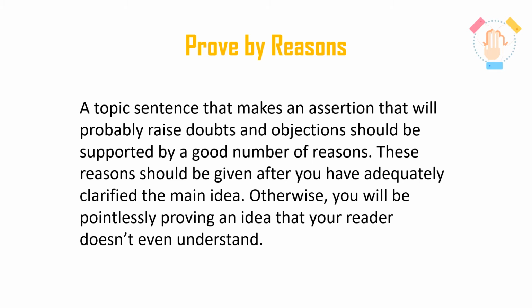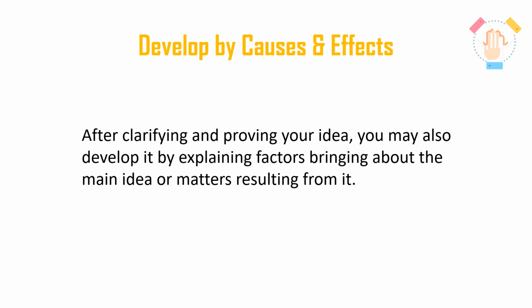In academic writing, what counts as proof includes rational arguments, statistical evidence, research findings, and statements by experts in the field. Finally, a third way to support a topic sentence is by mentioning the causes and effects of the main idea. So these are the three ways of supporting a topic sentence.